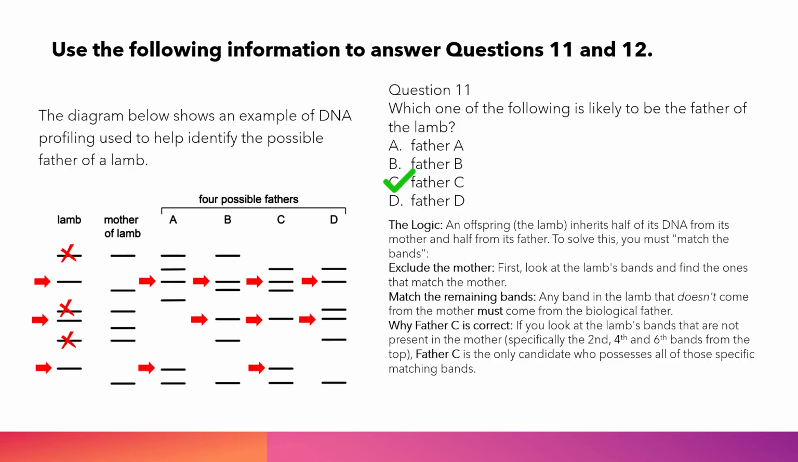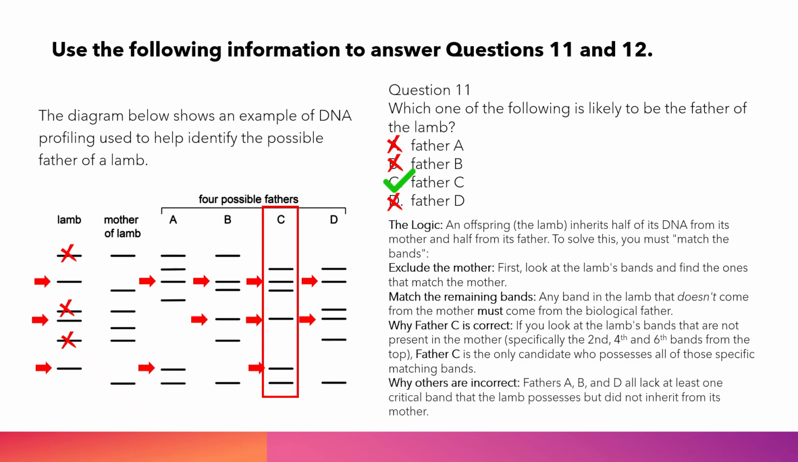father. Why is Father C correct? If you look at the lamb's bands that are not present in the mother, specifically the second, fourth, and sixth bands from the top, Father C is the only candidate who possesses all of those specific matching bands. Why are the others incorrect? Fathers A, B, and D all lack at least one critical band that the lamb possesses but did not inherit from its mother.